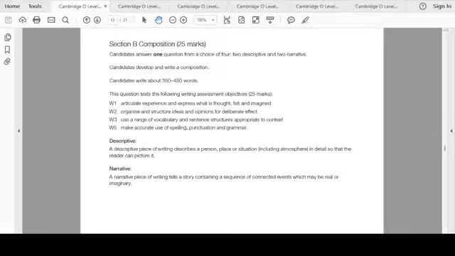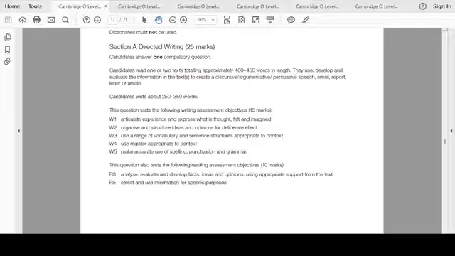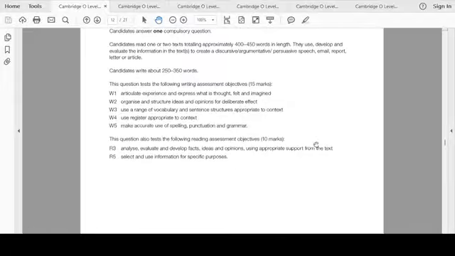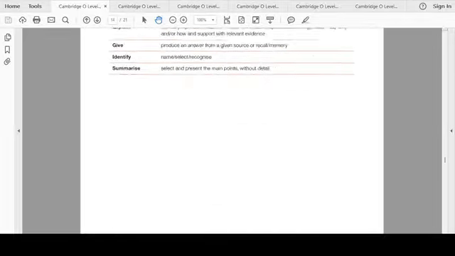By the way, going back, the directed writing is worth 25 marks, and the word limit is 250 to 350 words. The composition is also worth 25 marks. The word limit is 350 to 450 words. So they've actually brought down the word limit by 50. I believe it used to be 350 to 500, if I'm not mistaken, in the earlier paper. And so that is an overview of the syllabus.